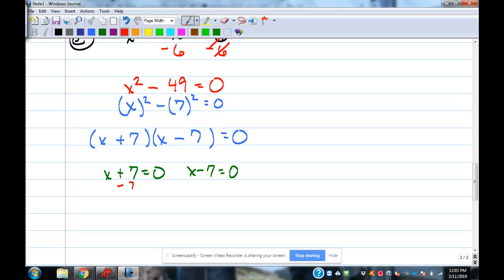Solve them. Minus 7. X equals negative 7. That's one of our answers. Plus 7. X equals positive 7 is the other answer.